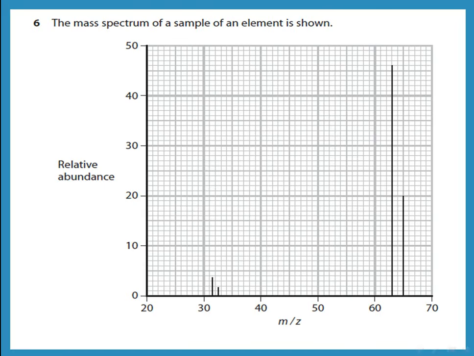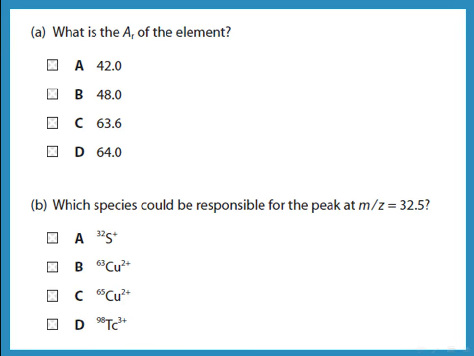So looking back at the graph, I find that I have the two highest peaks at m over z. We have a peak at 63 and a peak at 65. And for each of these, I have to look at its relative abundance. So that first peak at 63 has an abundance of 46. The peak at 65 has an abundance of 20. So in order to calculate it, I do this. But then the total abundance is not 100.